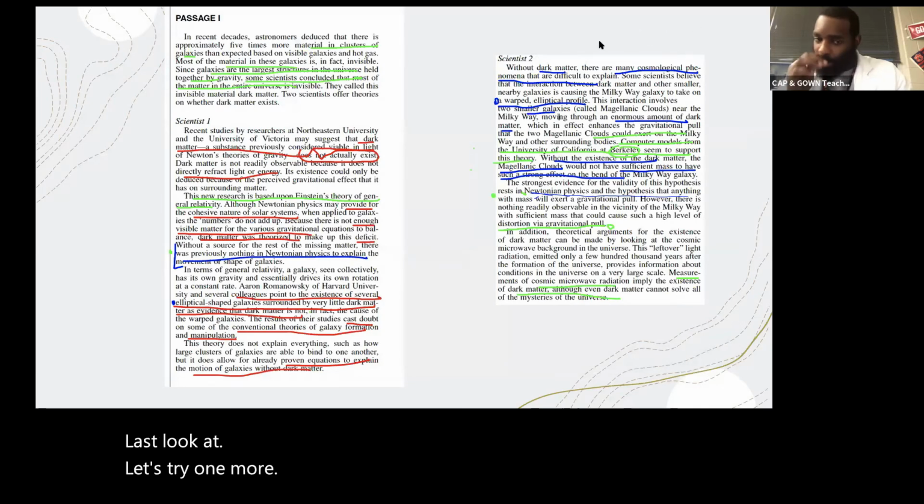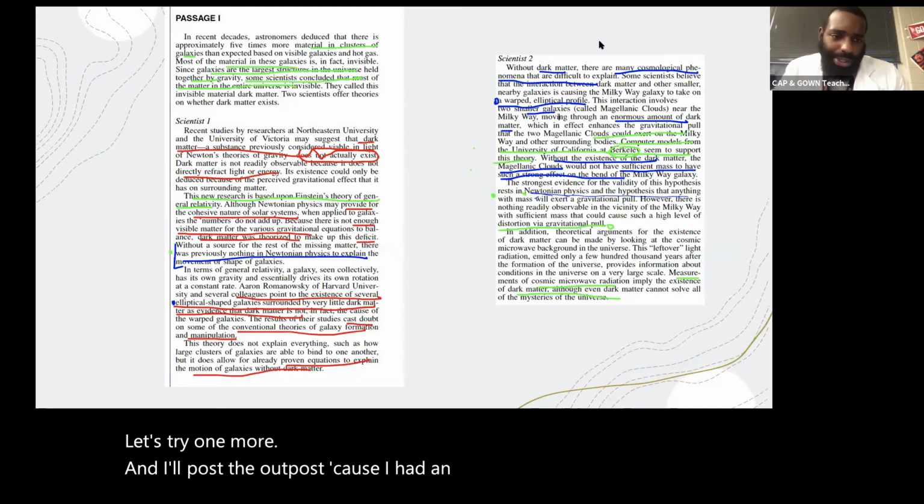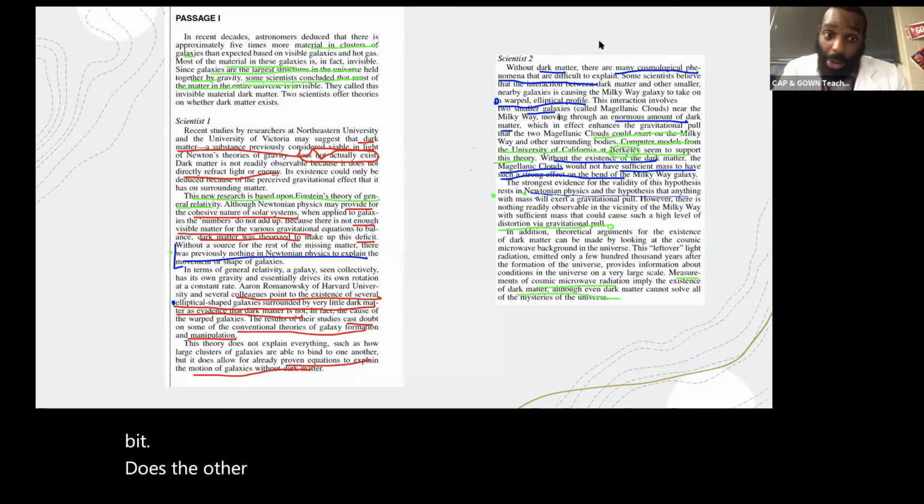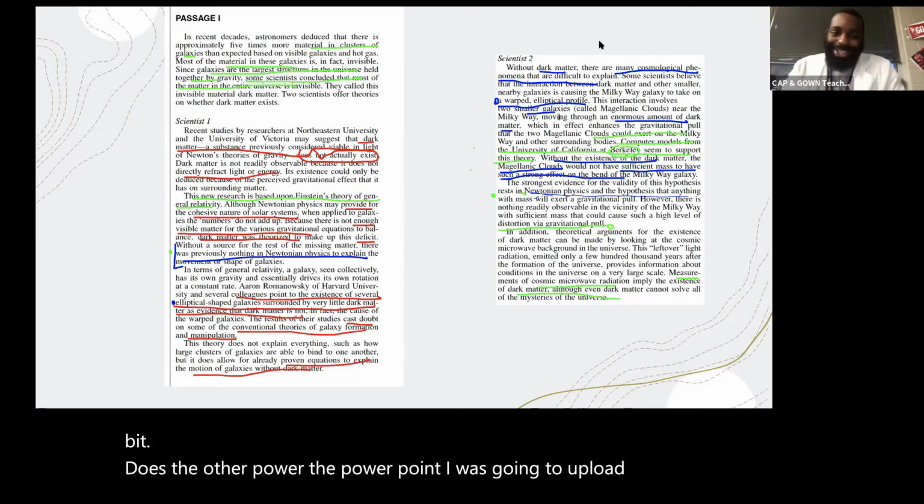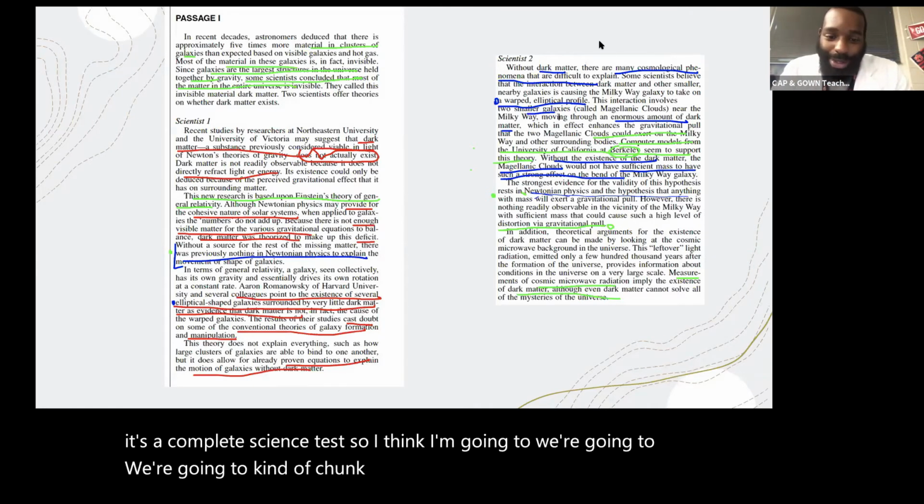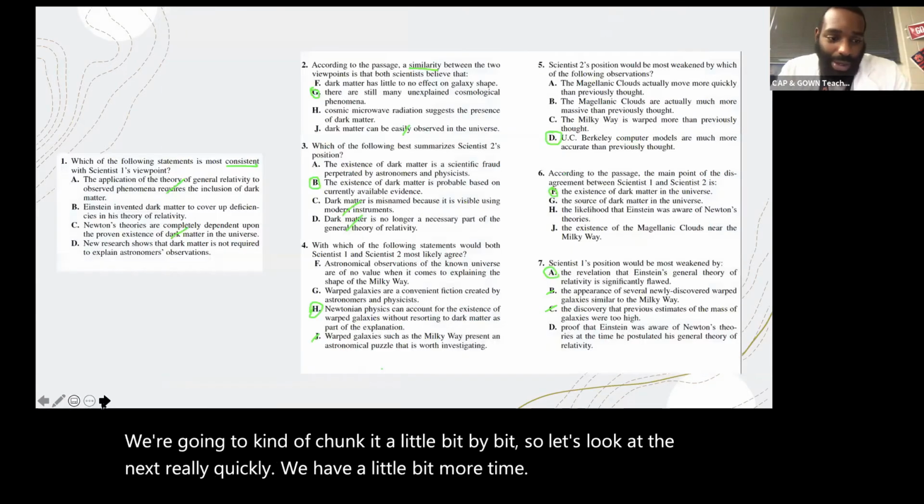All right. And I'll post because I had an entire PowerPoint, all those things in there, but I think I'm going to break it up and post bit by bit, because the other PowerPoint I was going to upload is a complete science test. So I think we're going to chunk it a little bit and do bit by bit. So let's look at the next one really quickly. We have a little bit more time, and if you guys have to go, I definitely understand.